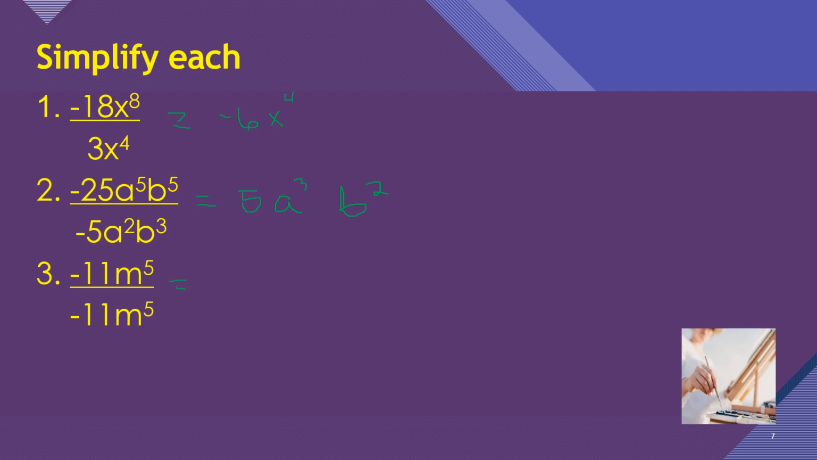Then here, 11m squared divided by negative 11m squared, so that is equal to 11, or the answer is simply 1. You can cancel directly. So you can cancel directly, so the answer is 1. Okay, so that's it.